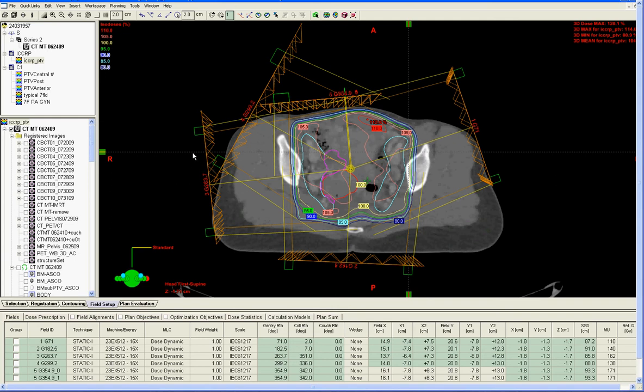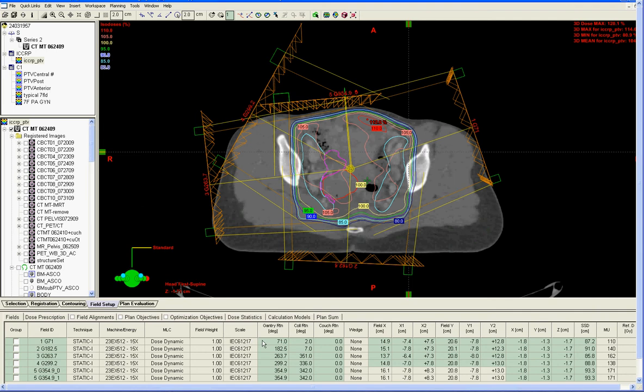This is a patient who has been simulated for treatment for stage 2B cervical cancer. She has undergone target normal tissue delineation previously, and now we're looking at the setup for her treatment plan. She had a 5-field IMRT plan generated for her using a static field arrangement.